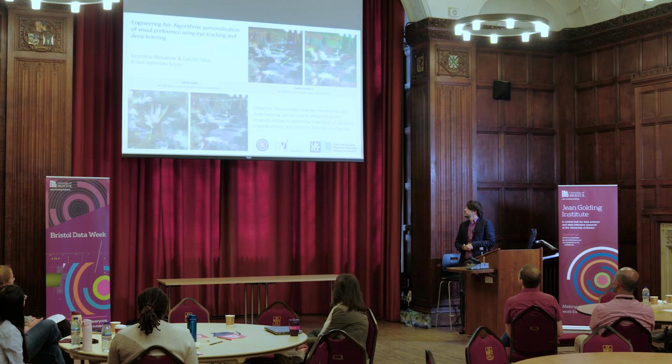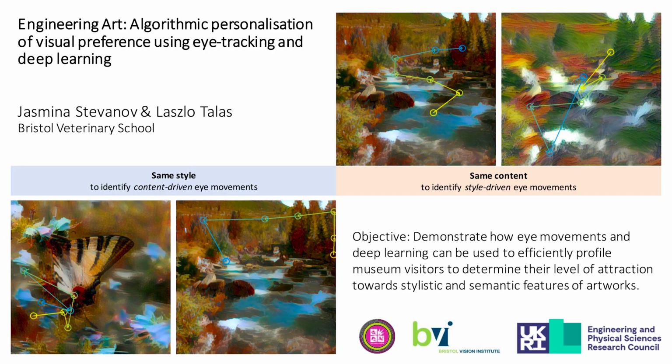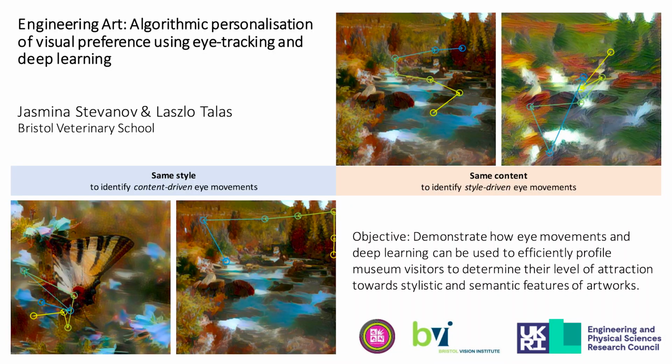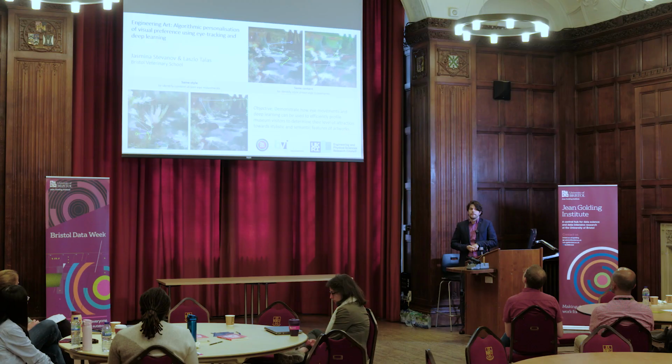The images that you see here might look like actual paintings. They are not. They are created from photographs of a waterfall and a butterfly using what is called style transfer algorithms that use deep learning to effectively mimic the style of a particular painting or a portfolio of a painter and apply that to an image. On the bottom left, you can see two paintings that have different content but the same style. And on the top right, you see two paintings where the content is the same, in this case a waterfall, but the style is different.